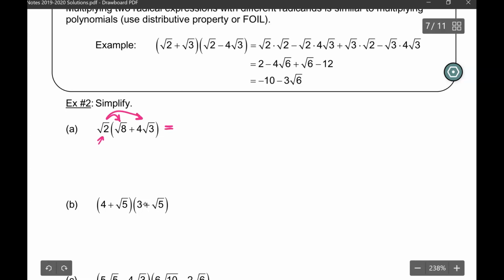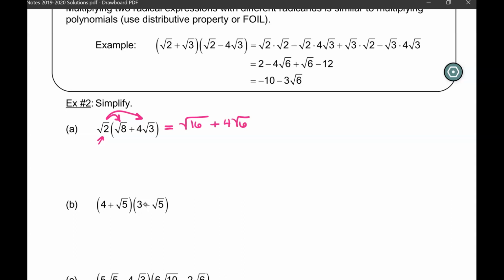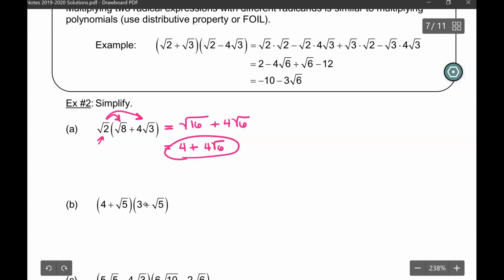So I get square root of 2 times square root of 8 is square root of 16. Plus, I'm going to get 4 times the square root of 6. Remember, radicals get multiplied together. So this will give me 4. And then square root of 6 can't be broken down any simpler, so we just leave it. Again, we can't combine those because the other one doesn't have a square root of 6 in it.